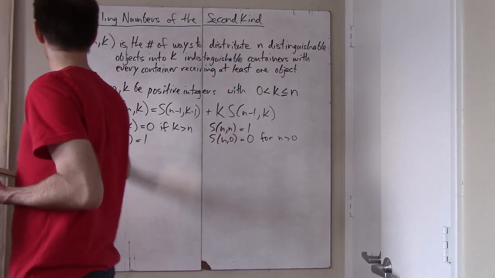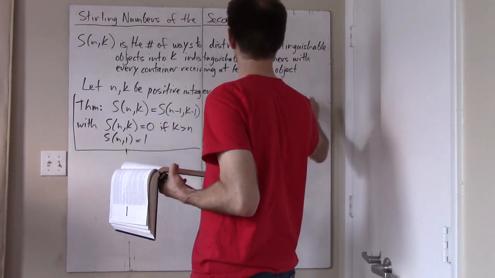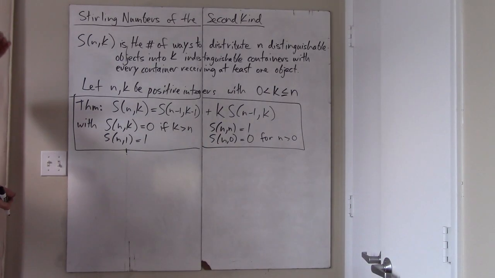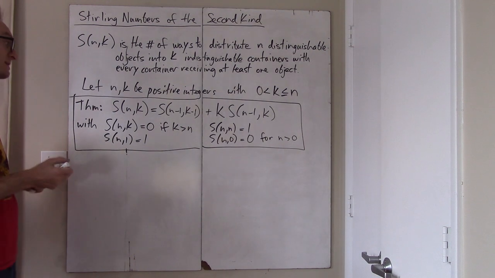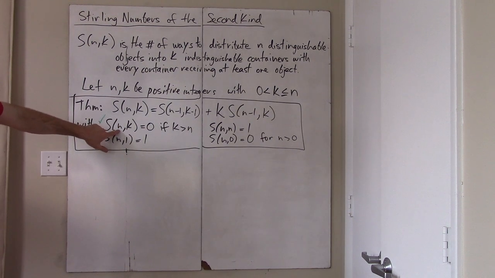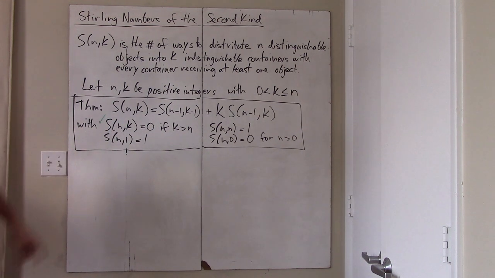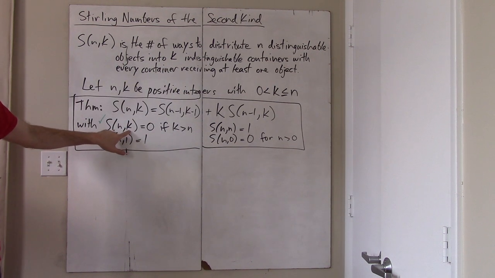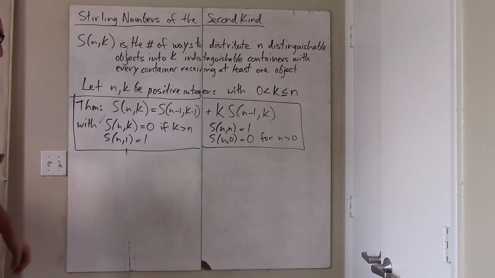Okay, so I guess this whole big thing is the theorem. It's the theorem which enables you to compute Stirling numbers of the second kind. So let's just look at this for a minute. First of all, I think it's just obvious that S(n,k) has to be 0 if k is greater than n, because if every container needs to contain at least one object, then if there are more containers than objects, there's no way to satisfy this.